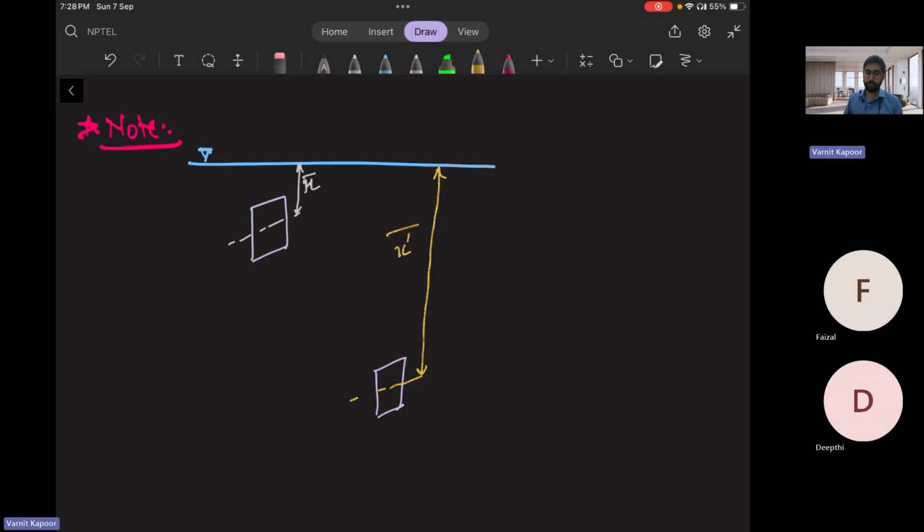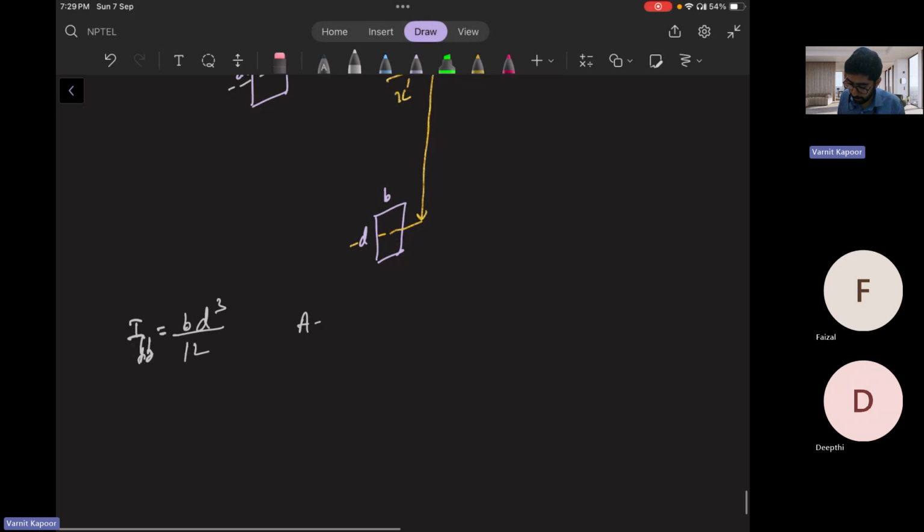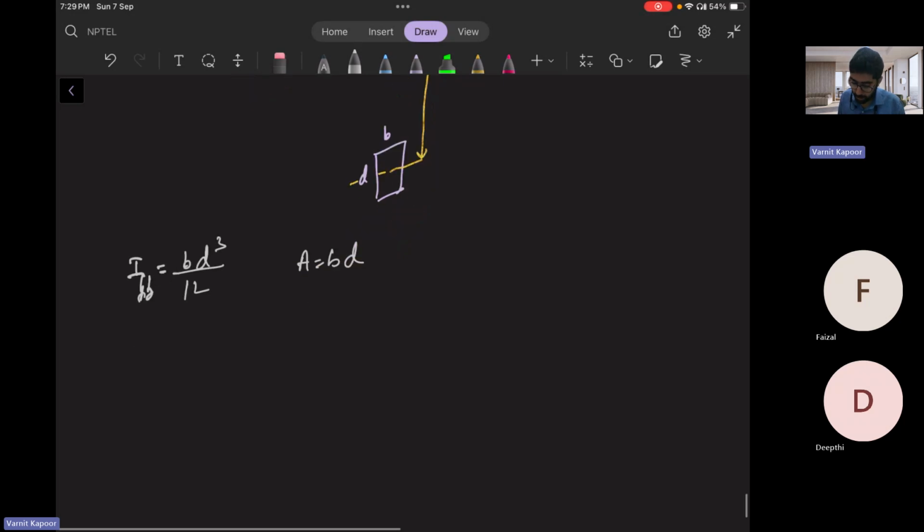X bar, suppose. So it is very much below. Okay, so suppose this is B, this is D, this is B, this is D. Again, same plate, taken much below. So I is how much? I_G is B D cube by 12. And area is B into D. And h bar will be how much? I_G upon A x bar plus x bar.